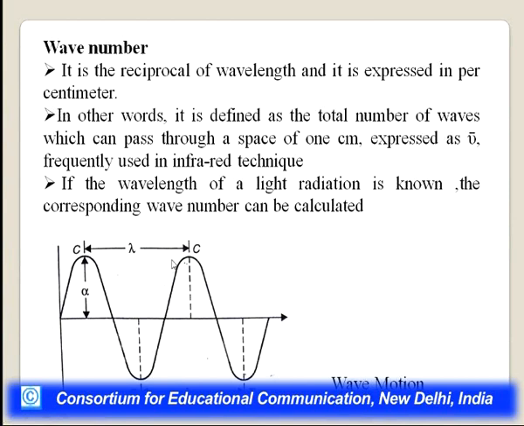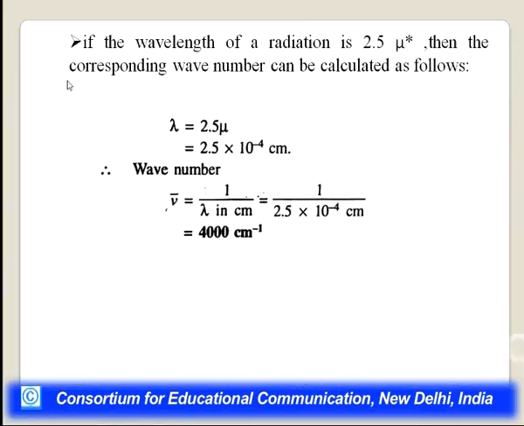These two crests are here, so this distance is known as lambda, or we can say the distance between two troughs is also lambda. If the wavelength of a radiation is 2.5 mu, then the corresponding wave number can be calculated as the reciprocal of lambda. The wave number will be 4000 centimeter inverse.